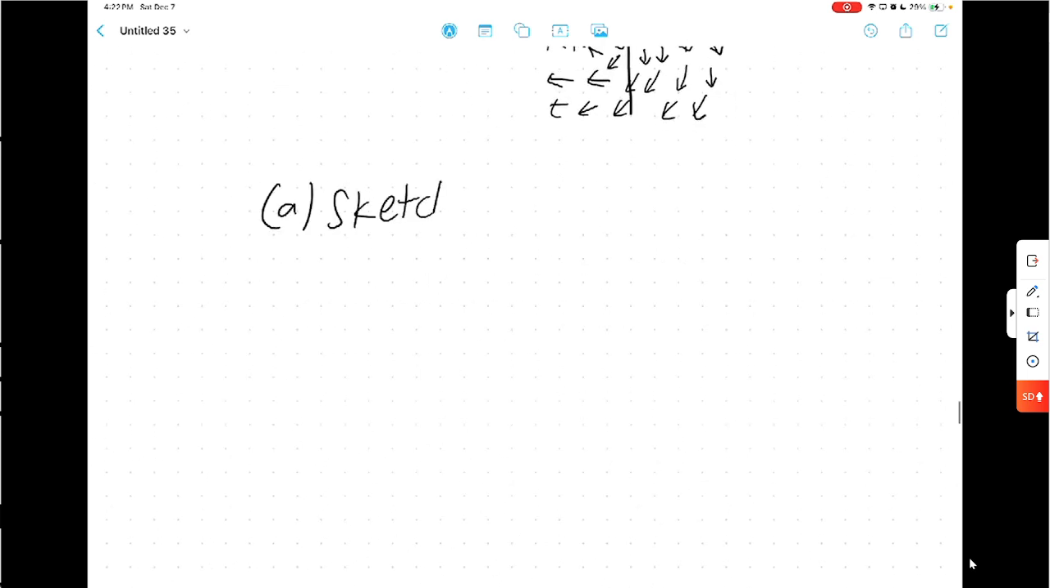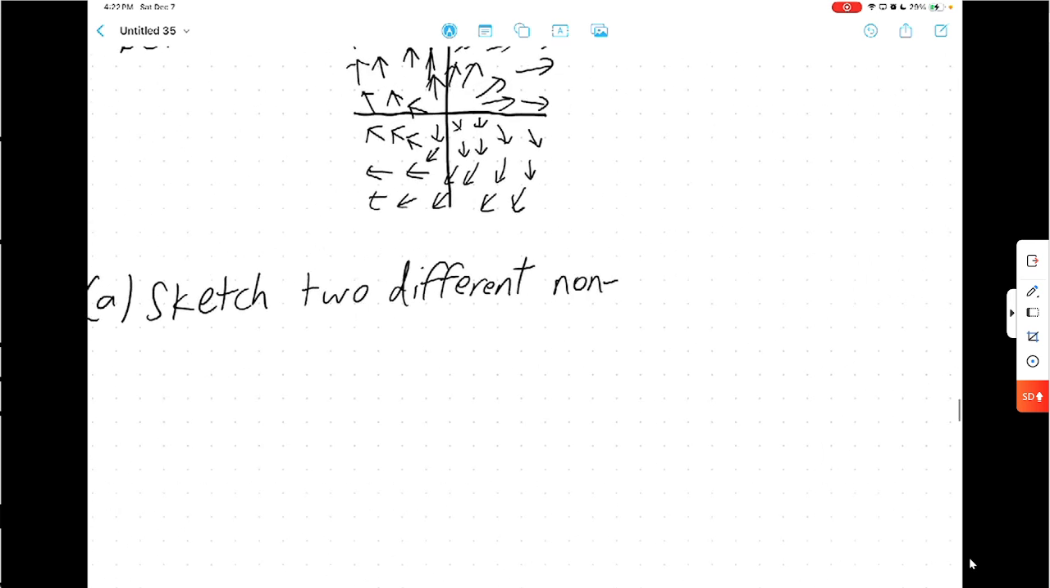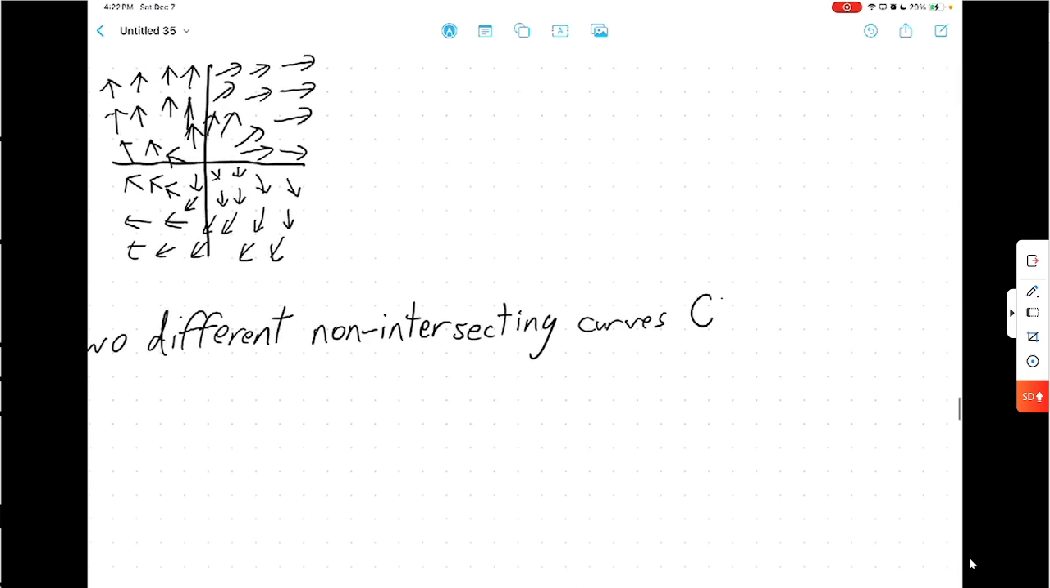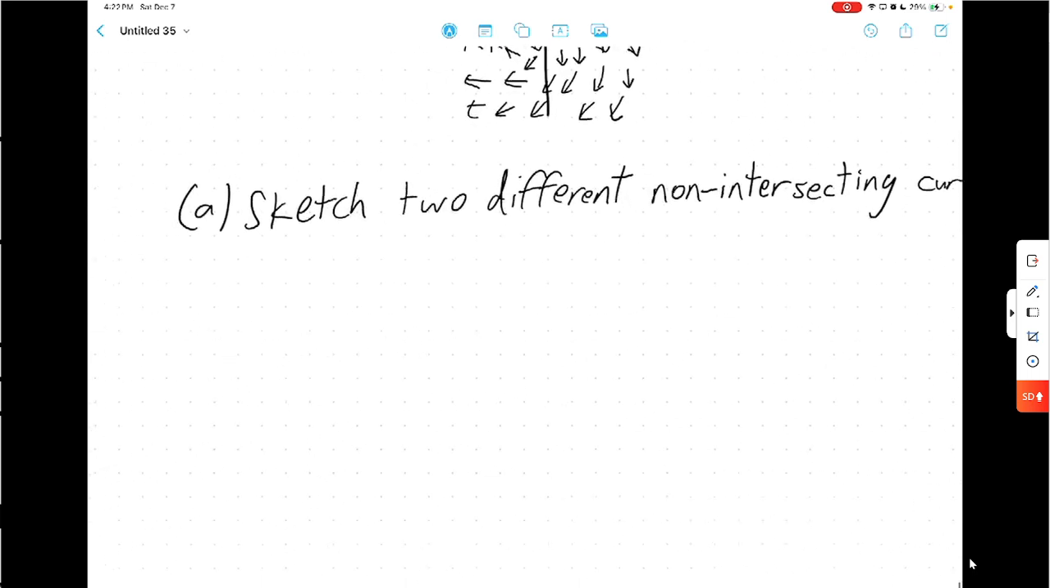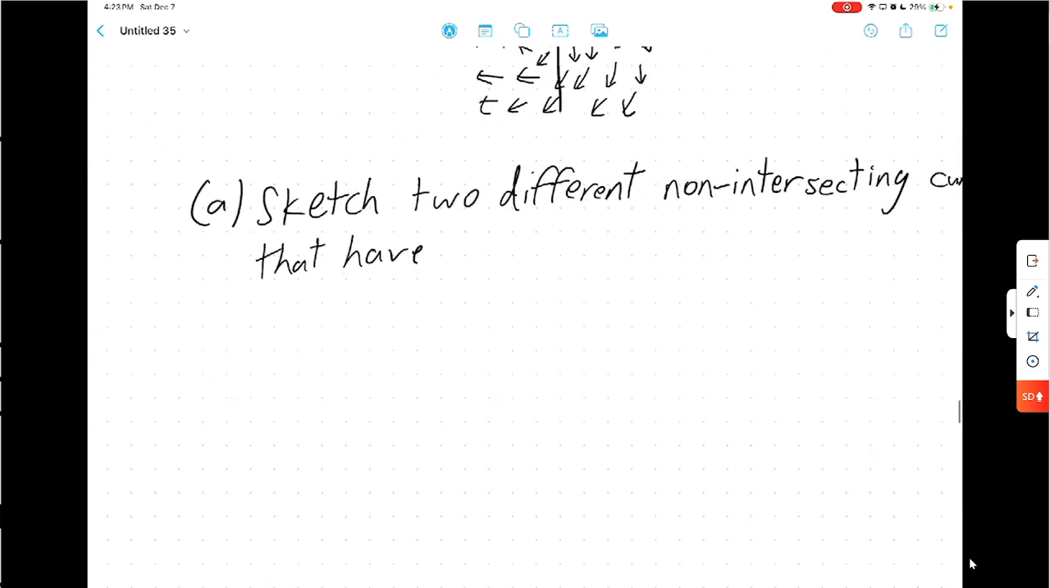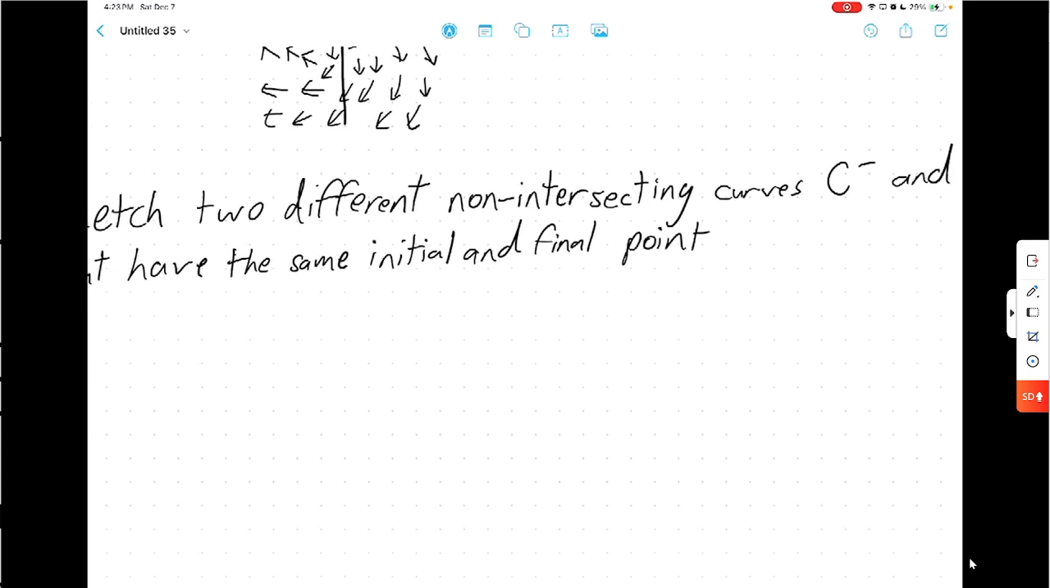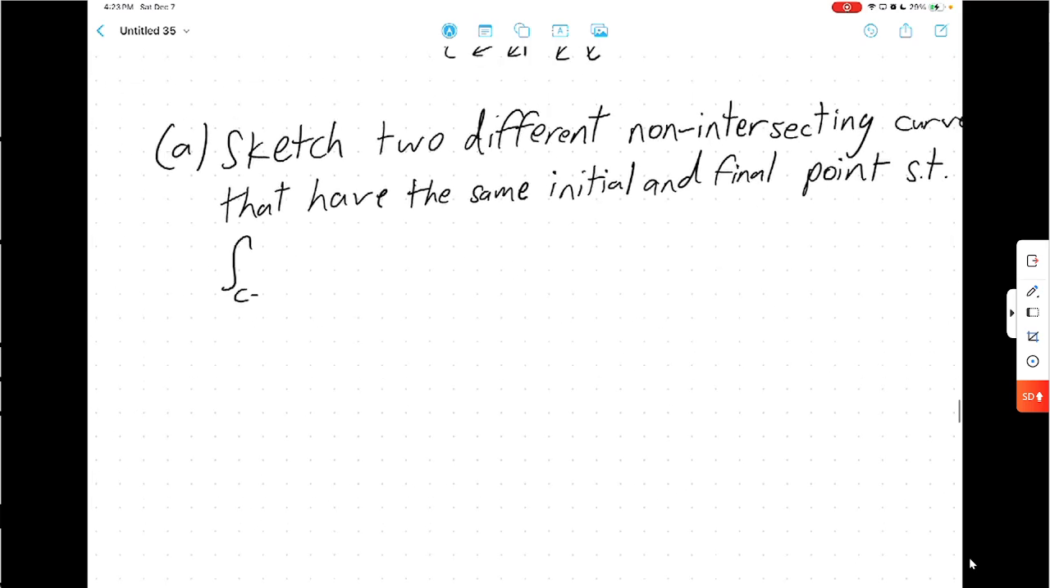Sketch two different non-intersecting curves C minus and C plus that have the same initial and final point, such that the integral over C minus of F dot dr is less than 0 and the integral over C plus of F dot dr is bigger than 0.